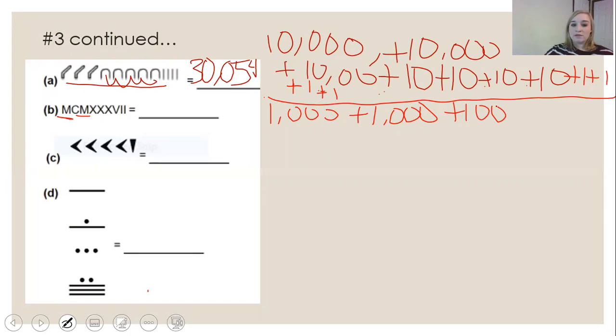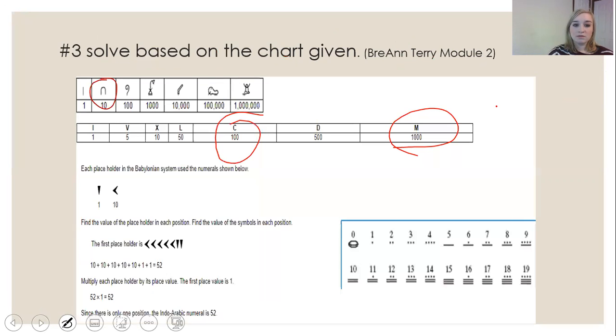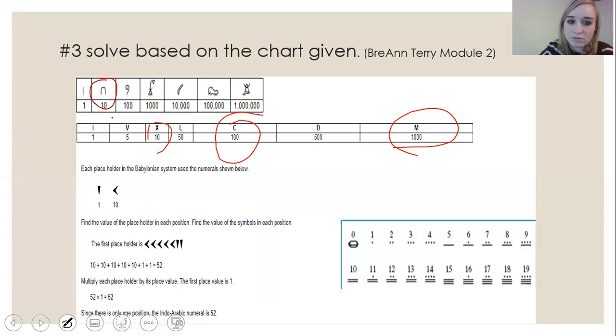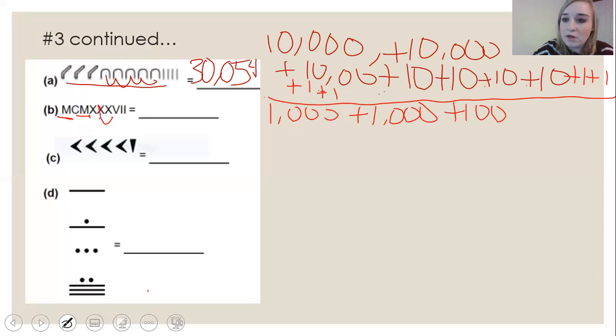And now we're going to do X. There's 3 X's, and they mean 10. I mean, some of y'all probably already know this, but we're just going to refer back to it for the sake of everybody else. So there's 3. So we're going to do plus 10, plus 10, plus 10.